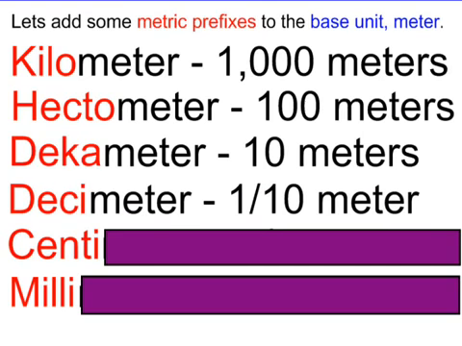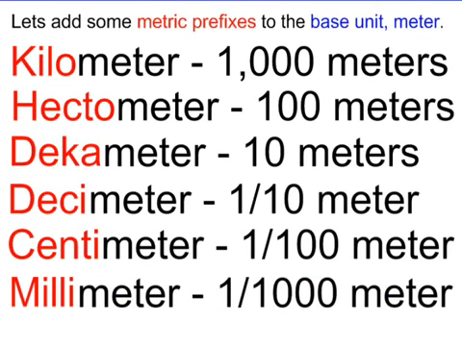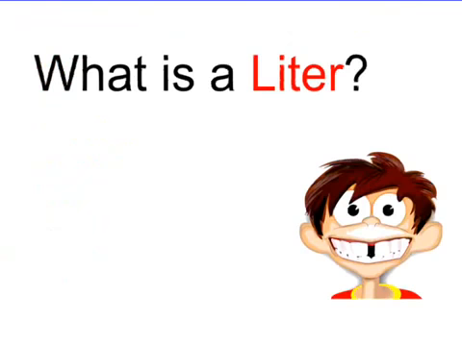A centimeter, which is very small, it's like the width of your finger, would be 1/100th of a meter. And a millimeter is really small. That's 1/1000th of a meter. You could think of that as maybe the thickness of a dime.